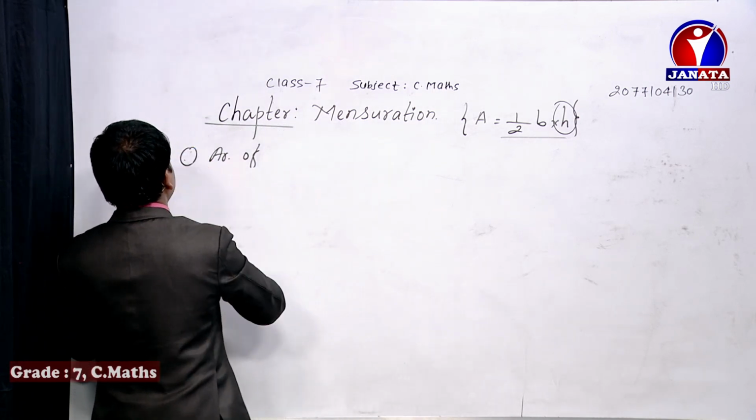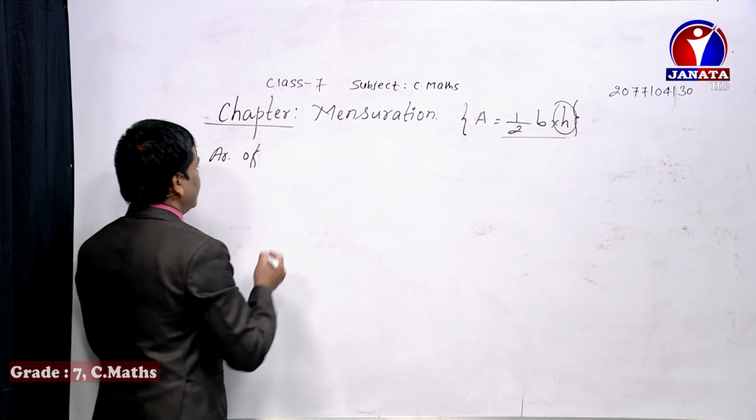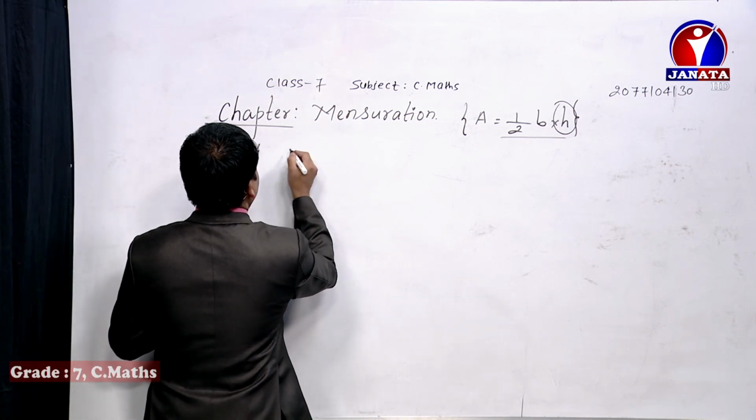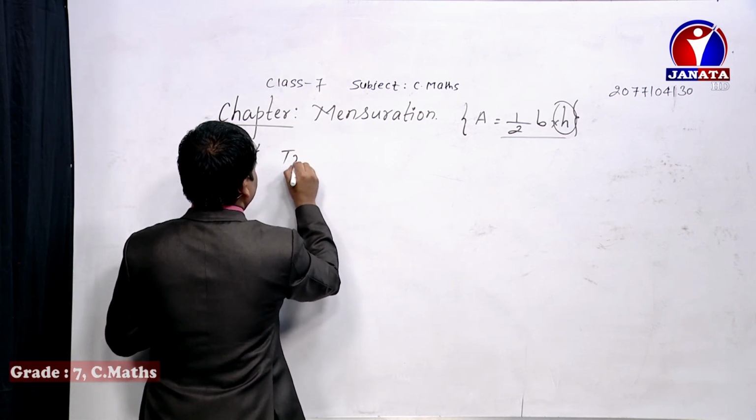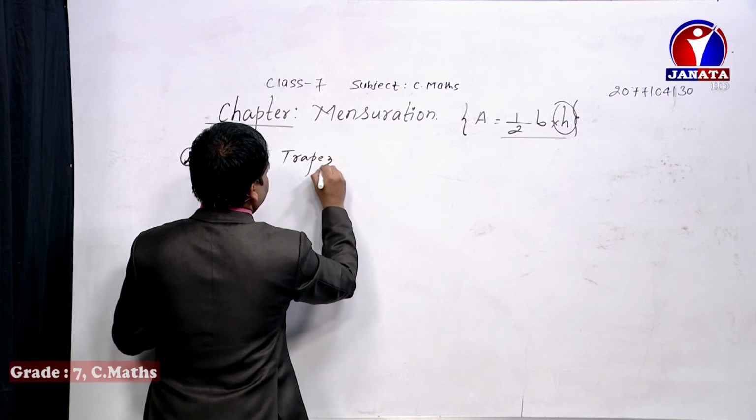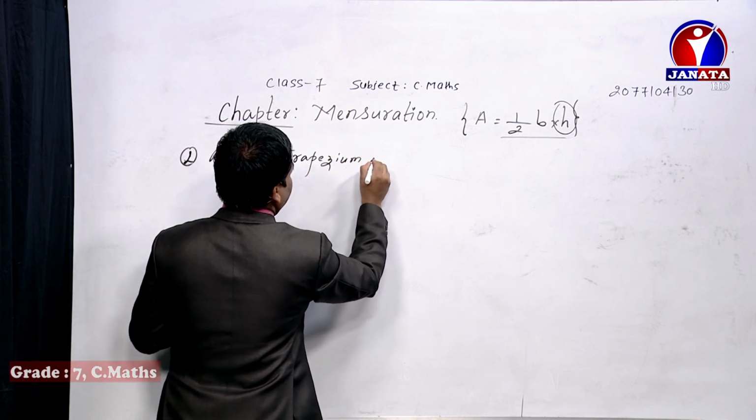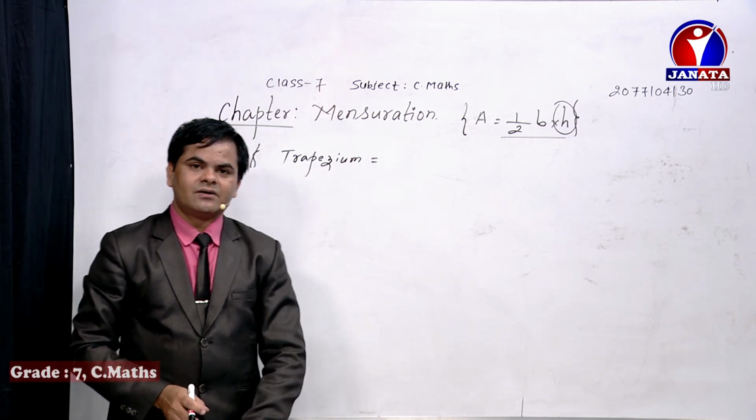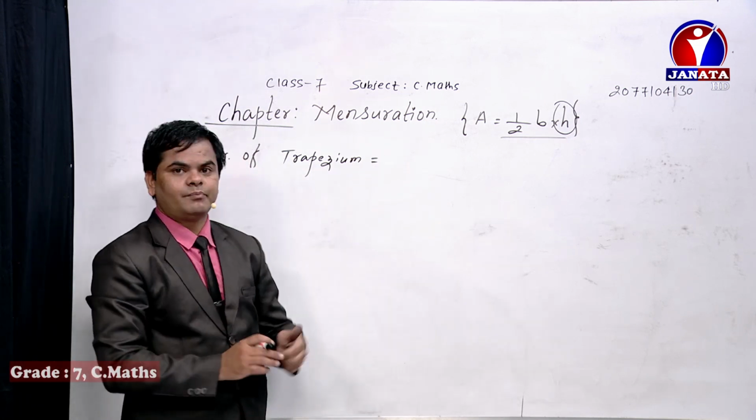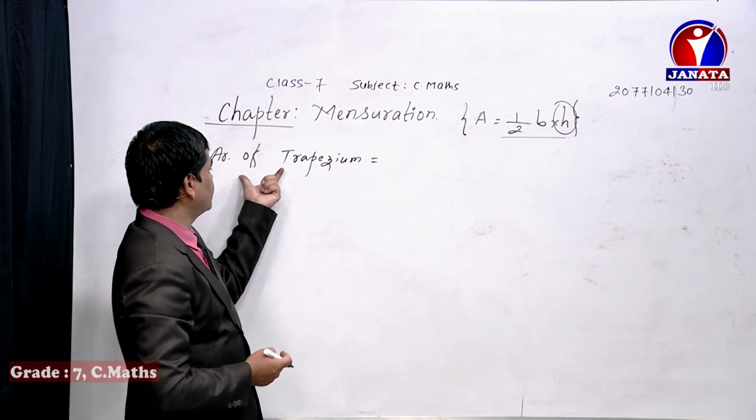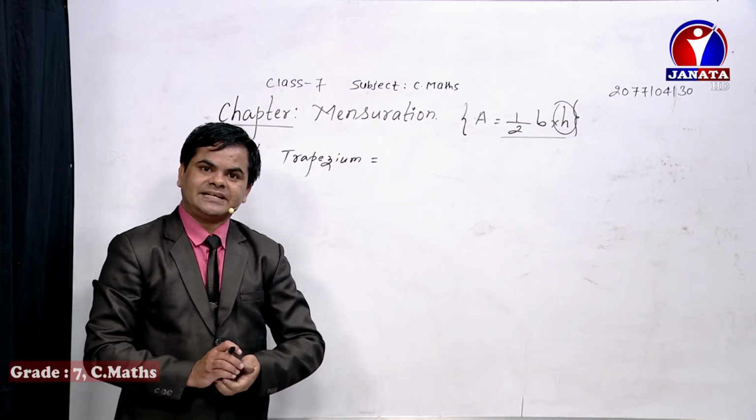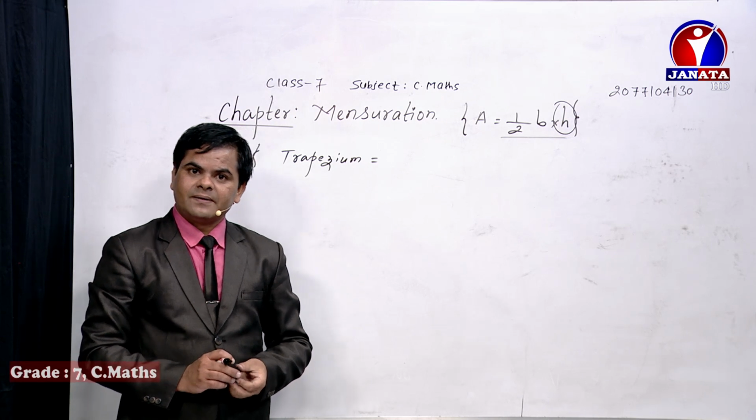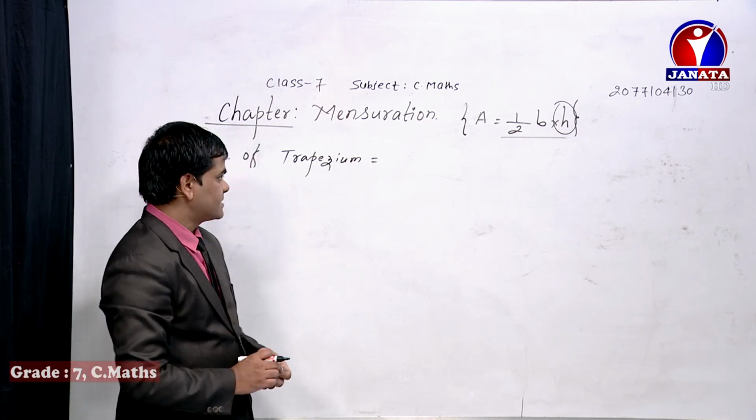Number 2, area of trapezium. How to find out the area of trapezium? By using the same formula. We are going to use just only 1 by 2 base into height in order to find out the area of trapezium. That means in order to find out the formula of area finding of trapezium.